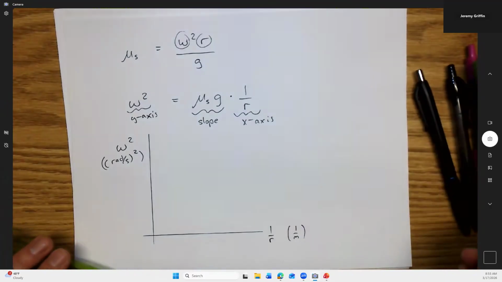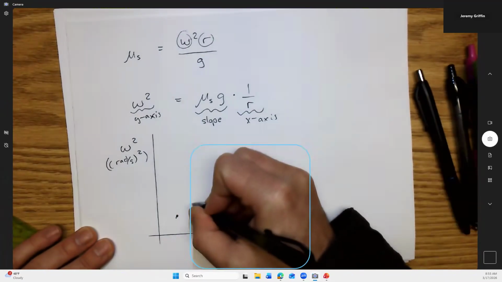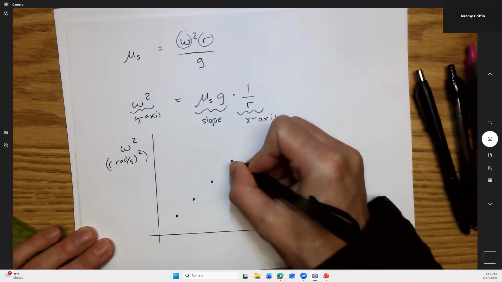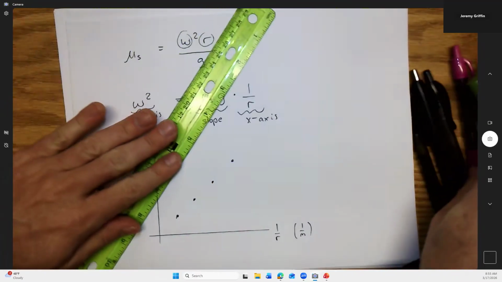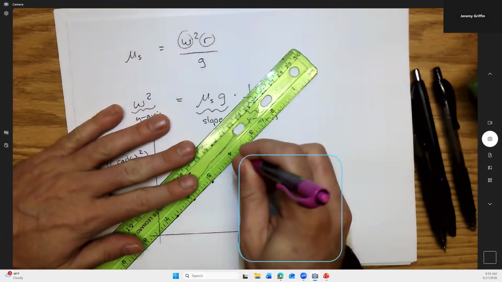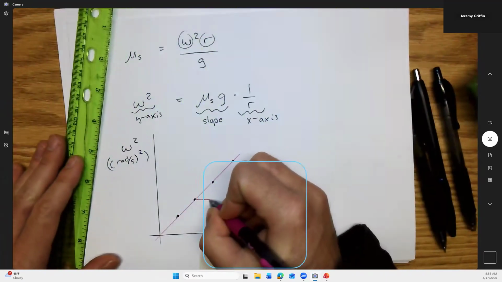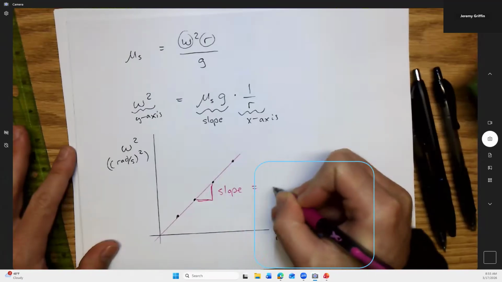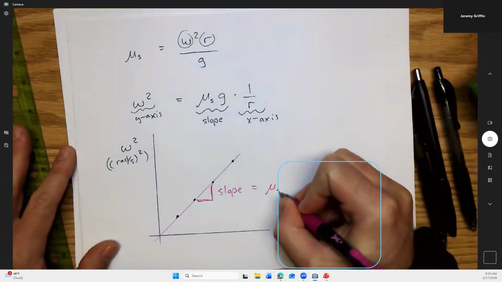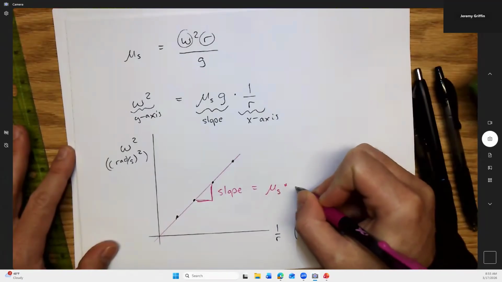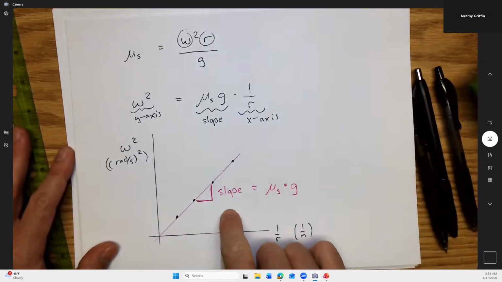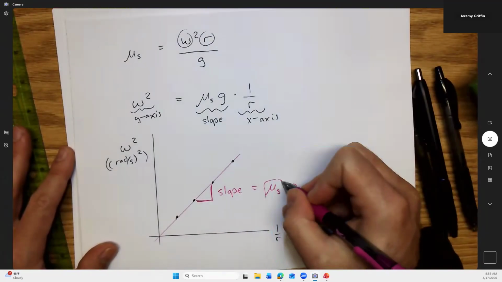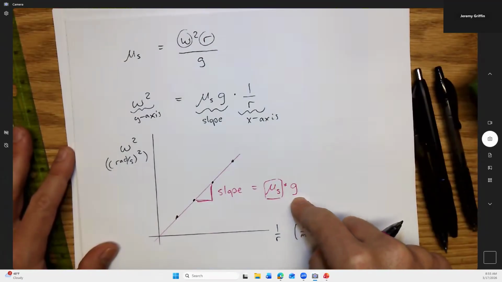Right. And then if I plot all the points, yeah, they should line up in a straight line. They're pretty close. And I could say, yeah, let's take the slope of that line. That's slope, rise over run. That would be equal to the coefficient of static friction multiplied by the gravity field. So then if I wanted to find the actual coefficient of static friction, I would have to further divide by the gravity field, wouldn't I?